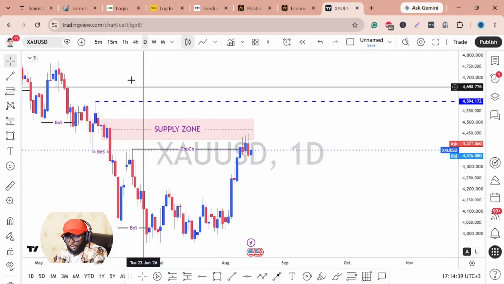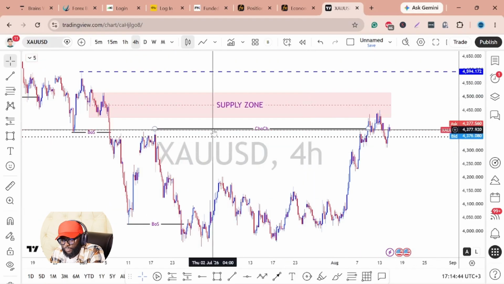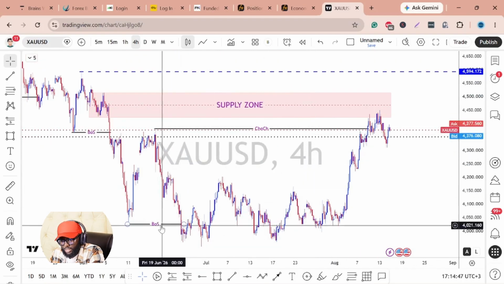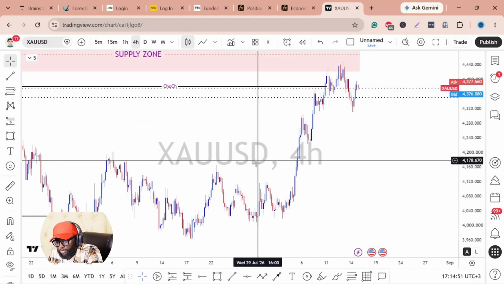So for gold, from the daily time frame context, price is reacting off this supply zone that we have over here. So this is our supply zone. Price is reacting off that zone from the daily look. And of course, this was our official change of character because this was the last break of structure. So this becomes our official change of character from the 4 hour time frame context.